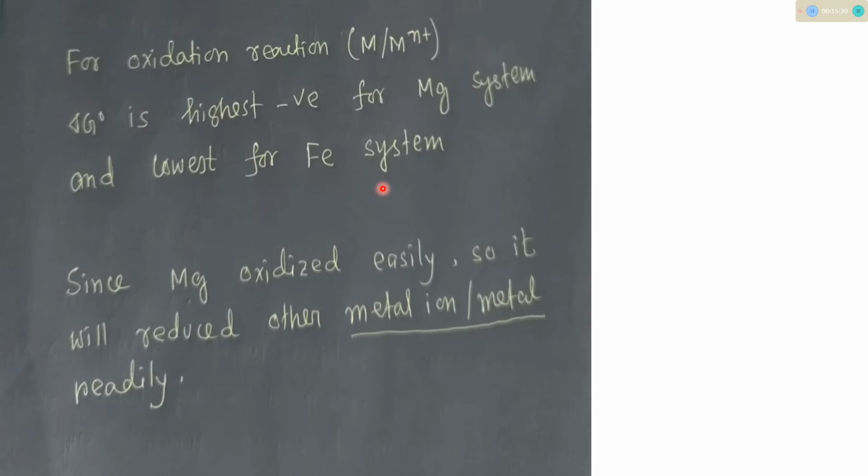We see that since magnesium oxidizes easily, it will reduce other metals, in this case iron and zinc. It will reduce their metal ions to their neutral analogs readily.